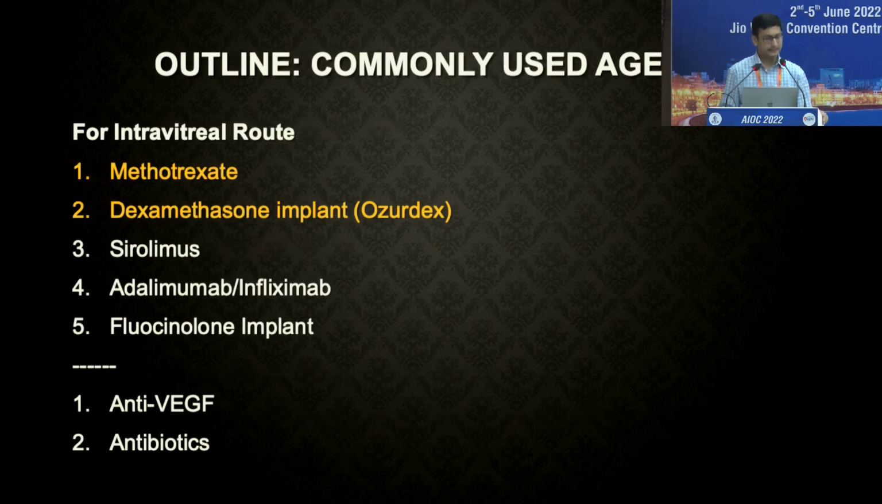So most commonly, the agents that we use intravitreally are methotrexate and Ozurdex. Of course, now sirolimus is available. We have adalimumab, infliximab, and also the fluocinolone implant, which has been recently FDA approved.